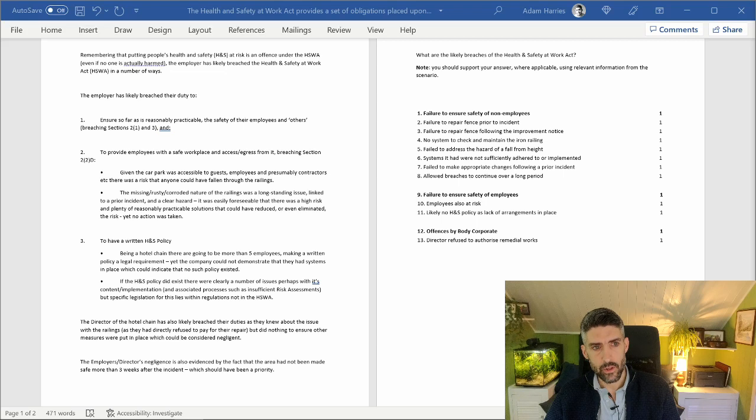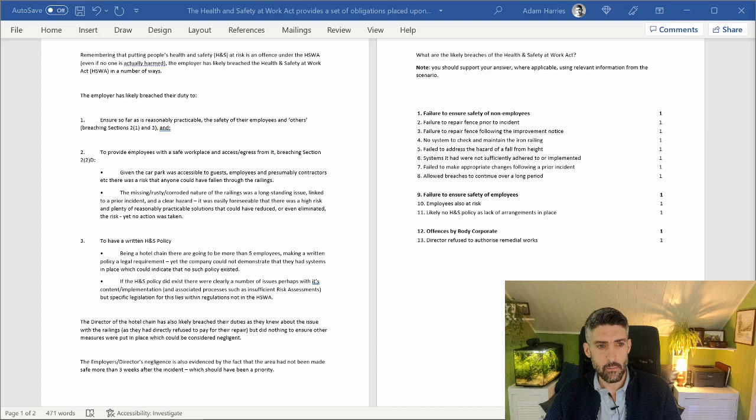Now on the mark scheme, those are bolded. Failure to ensure safety of non-employees, that's what I've written here, but actually it's the failure to ensure the safety of others that would include non-employees, so that could easily read non-employees, etc. That's section 3, and then there's a bunch of things nested under that, which are points on the mark scheme that can be given for where there is supporting information. The second grouping is failure to ensure the safety of employees, that's section 2, and then the grouping at the bottom is section 36, offences by a body corporate.